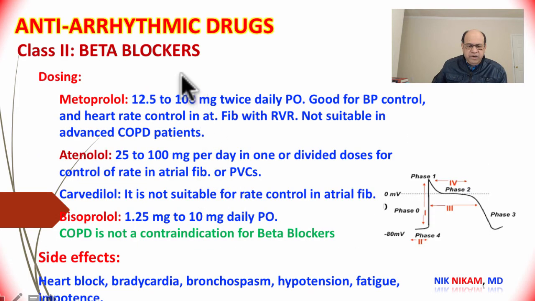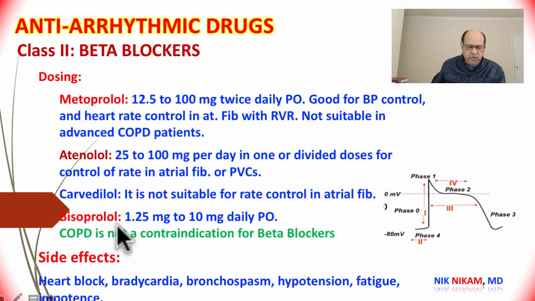Now let's look at beta blockers. Class 2 antiarrhythmics include beta blockers which act on phase 4 or the resting membrane potential. There are mainly 3 drugs that we need to be concerned about: metoprolol, even nadolol, which can also be used. Then we have atenolol. Carvedilol is rarely used for control of arrhythmias.